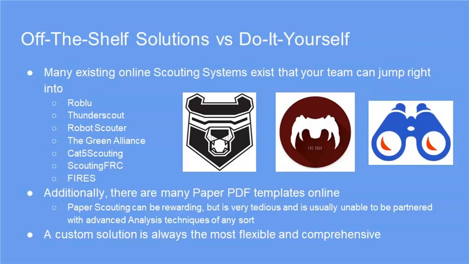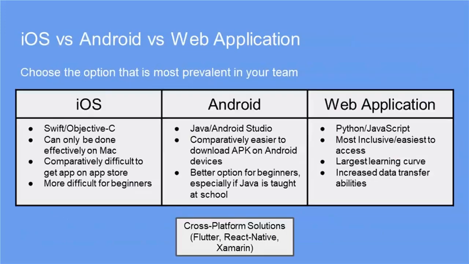So all of this being said, the most flexible and meaningful solution will always just be to build your own system that plays to your team's specific needs. So we'll go over how to accomplish that. So let's say you're willing to create your own team application. Now I'll want to talk about how we want to build it.